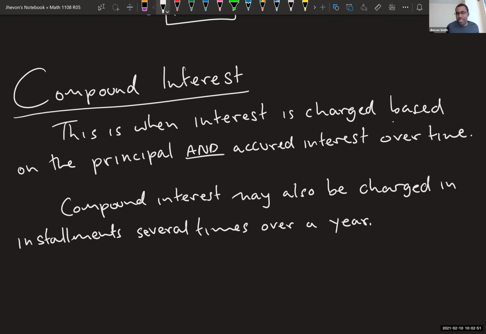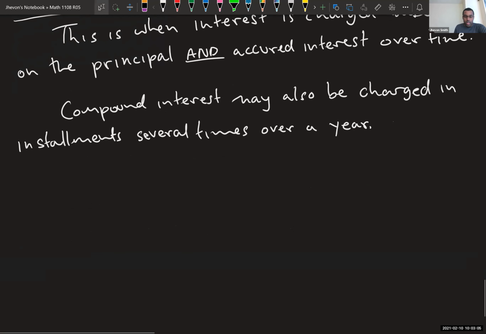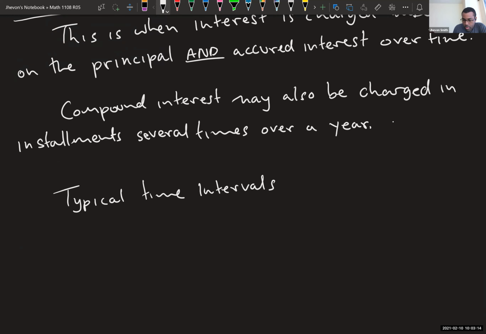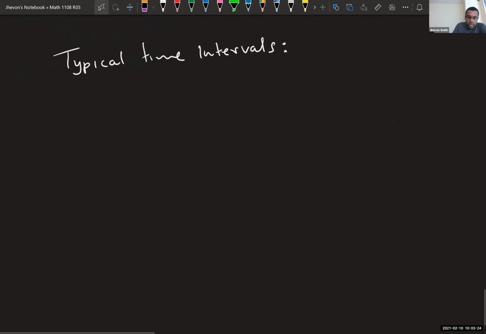No one charges you compound interest and then just hits you at the end of the year with all the interest, because then it would just be simple interest, right? So no, they hit you several times throughout the year, and then they hit you with the interest on top of that. So there are some typical time intervals that you should be aware of. Some of these are going to be obvious, but I want you to know, because a lot of times it's going to be described in words and not given to you as a numerical value.